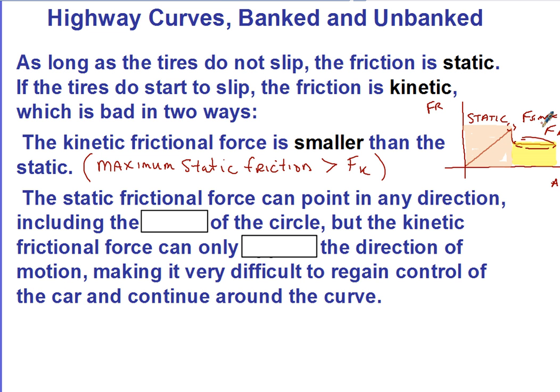Now the other thing is that static frictional force can point in any direction, including the center of the circle. And that's what we need in order for us to make the turn, is that we need the tires to sort of push outward on the ground so the ground can push inward on the car. Kinetic frictional force, though, only opposes motion. It cannot push inward. Kinetic friction cannot be a centripetal force. It cannot point inward. So if we do not have static frictional force acting on our car, then all we can do is simply slow down. We cannot make that turn. It makes it very difficult to regain control and to continue around the curve if we start to slip.